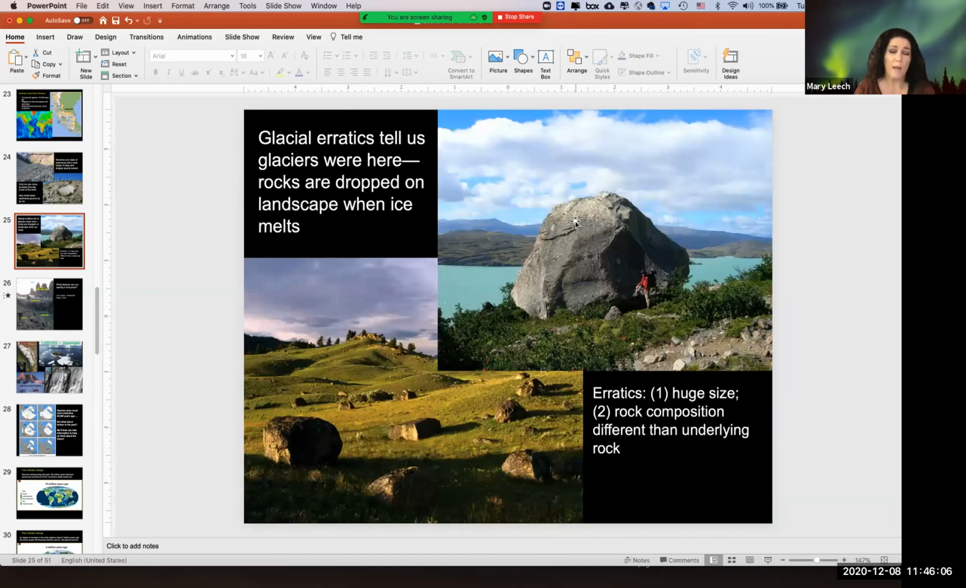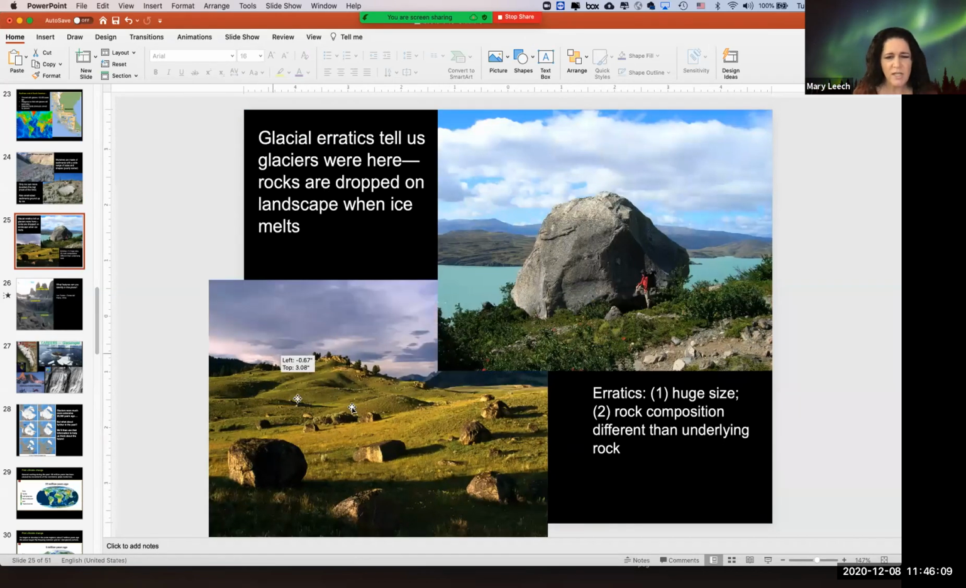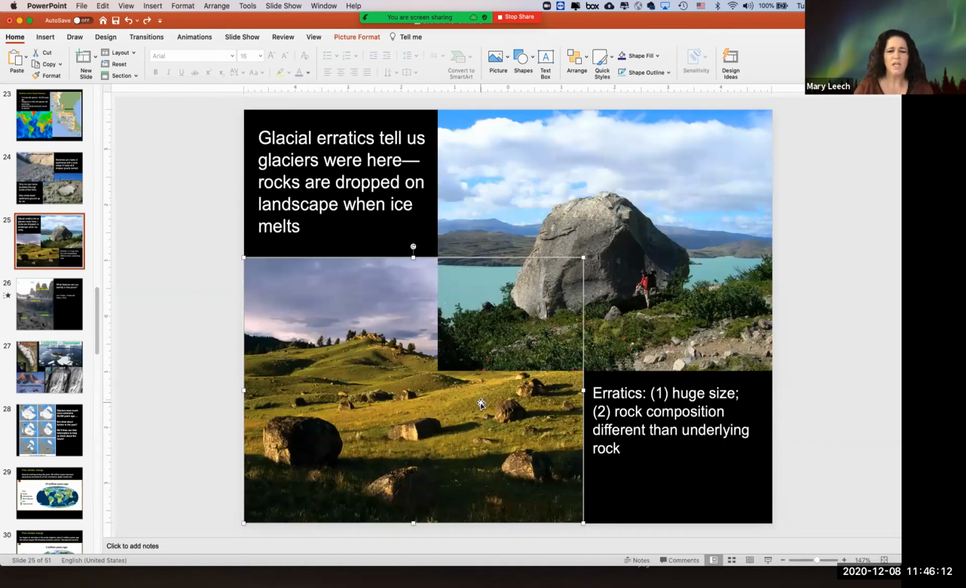Here's another glacial erratic. Check this out, this field here. When a glacier retreats and melts, any boulders that are stuck in the ice will fall out and be deposited wherever they melt out of the ice. And so suddenly you'll have this random rock that doesn't have anything to do with the rocks around it on this landscape. That's what happened here. And it looks really funny, doesn't it? So huge size, and the different rock composition tells you that those rocks don't belong where they are and that they are erratics.